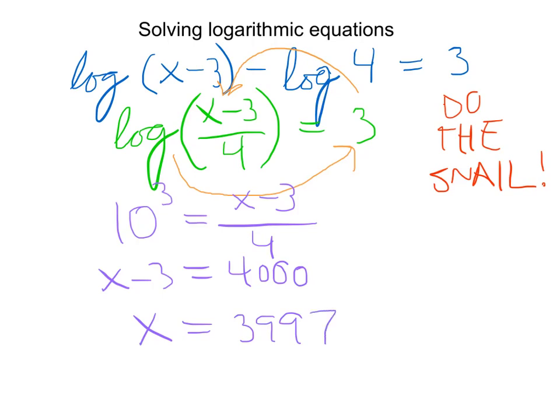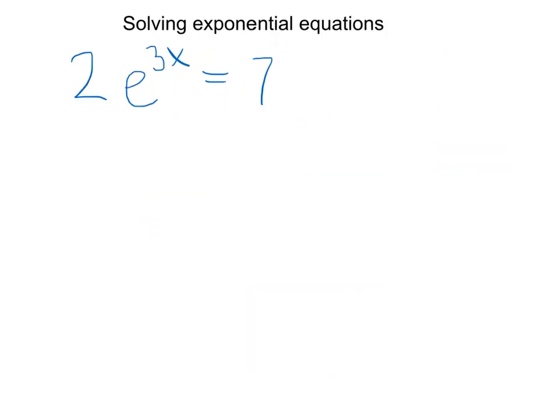And again, we always must check, does that give us an extraneous solution? There is no log here, so we don't have to worry about it. But does this make our argument equal to 0 or less? In this case it does not. And here we don't have to worry about the argument, there's no x. So this looks like a legitimate solution. So we'll just box that answer and we'll move on to the next.